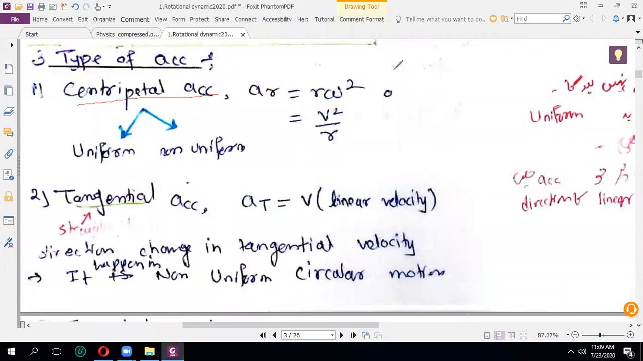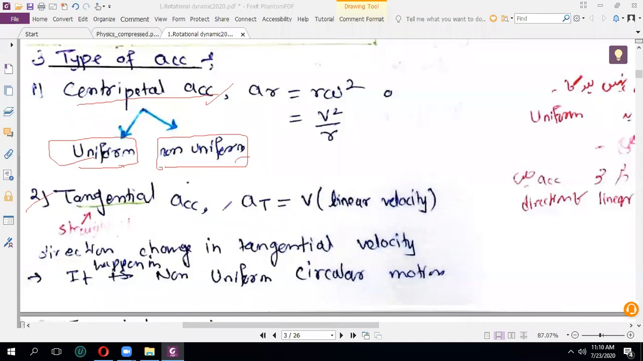Students? Yes, sir. Okay. Now centripetal acceleration has 2 types, uniform circular motion and non-uniform circular motion. In both places, centripetal acceleration is happening. Centripetal acceleration only happens in uniform circular motion. And in non-uniform circular motion, there is centripetal acceleration, tangential acceleration and angular acceleration. All three forms are there inside it. So this part is already done. We directly start tangential acceleration.